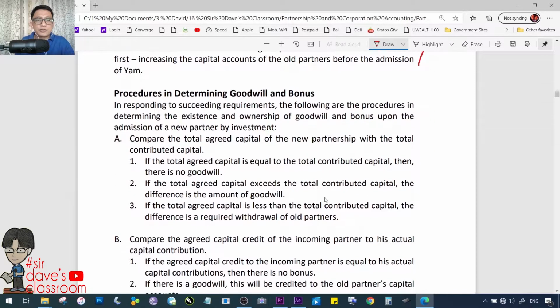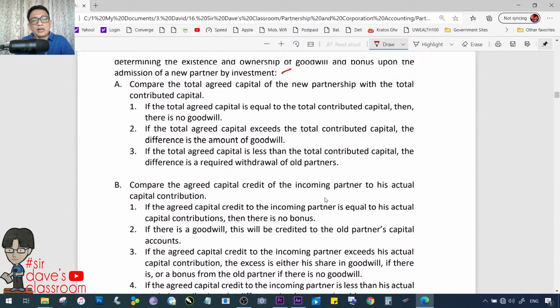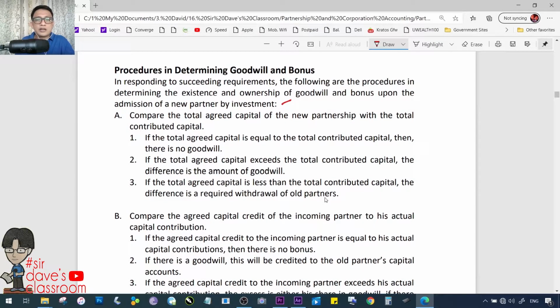Next. Procedures in determining goodwill and bonus. In responding to the succeeding requirements, the following are the procedures in determining the existence and ownership of goodwill and bonus upon the admission of a new partner by investments. So class, itong nakasulat dito sa letter A and letter B, these are just the more formal ways on how you can arrive at the goodwill and bonus.